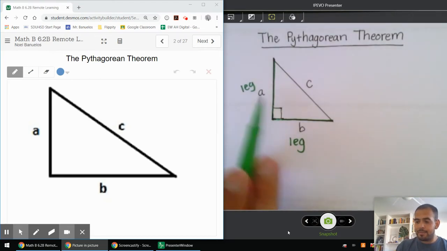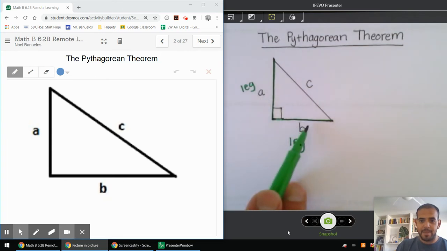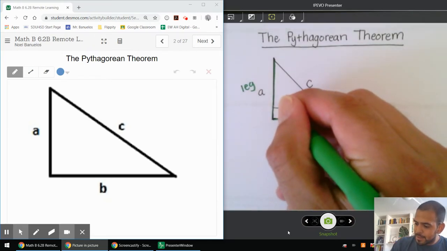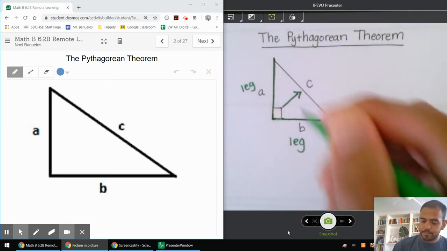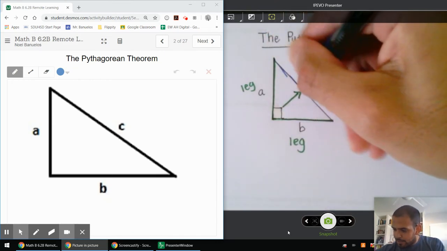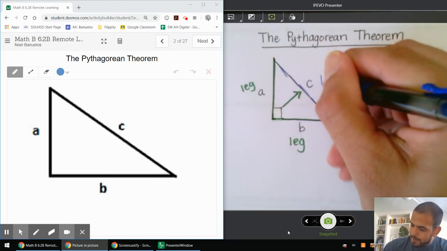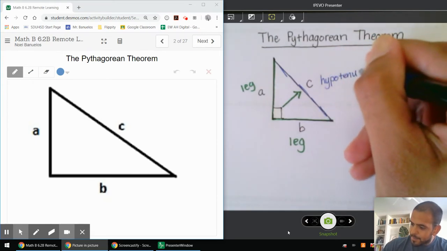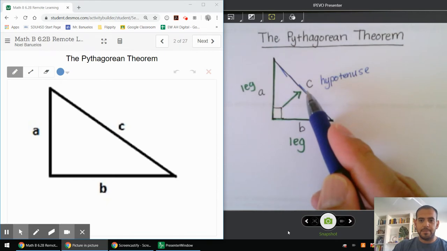Now, A and B could be interchangeable here. So you could label this as A and B, or you can switch it around. This could also be A and that could be B. So with practice, you're going to understand why. However, what's across the right angle, so this right here, is called your hypotenuse. Okay, and that's usually labeled C.